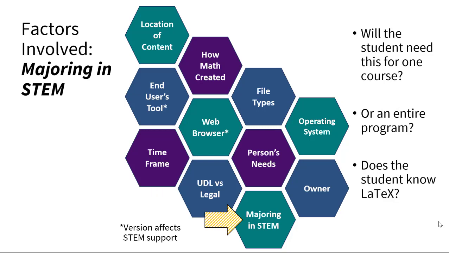The last consideration is: is the student majoring in STEM? Is accessible STEM content needed just for one course, or throughout the duration of an entire program? Also, does the student know LaTeX? If the student already knows LaTeX, then giving them the TeX files may be perfect for that scenario. If the student doesn't know LaTeX but is majoring in STEM, it might be reasonable to expect the student to learn LaTeX. If the student is only taking one or two courses though, I don't think it's reasonable to ask them to learn LaTeX that will be used in only one or two courses in their program.